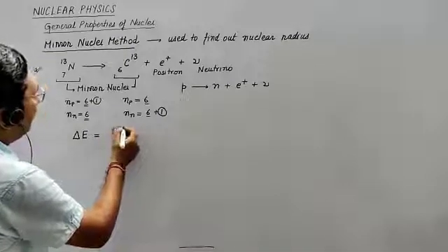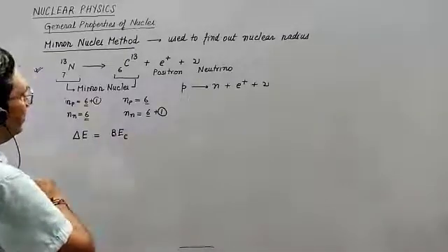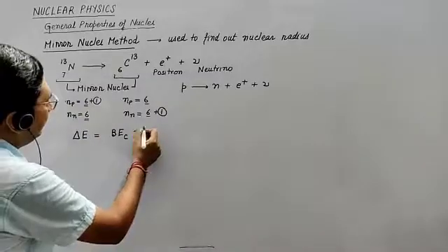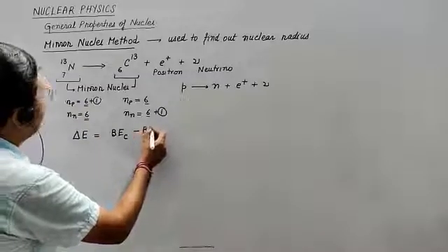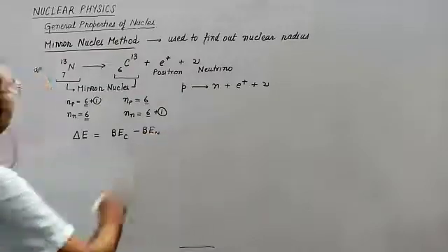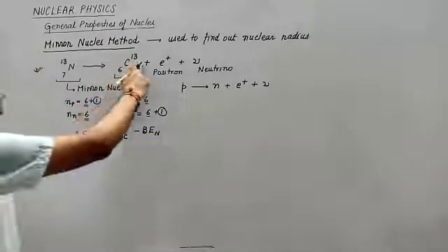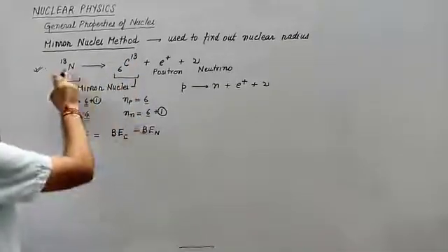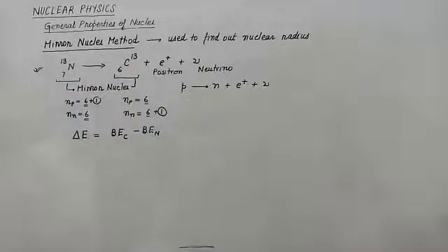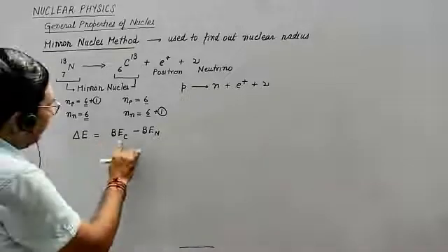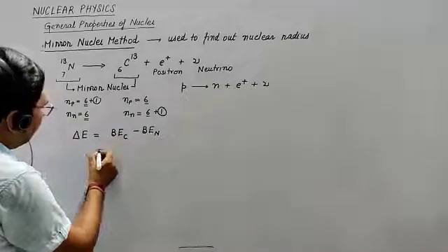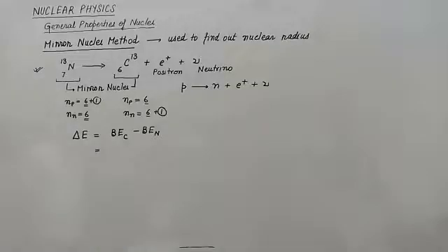This will be equal to the binding energy of C13 minus the binding energy of N13. Binding energy of C13 nuclei minus binding energy of N13 nuclei. Now what is the formula, the expression, for the binding energy of C13?